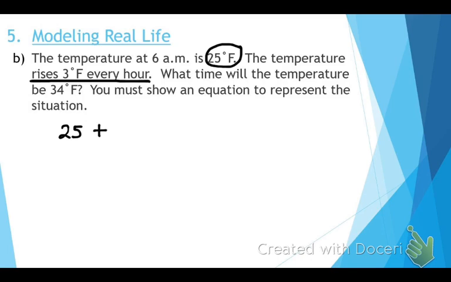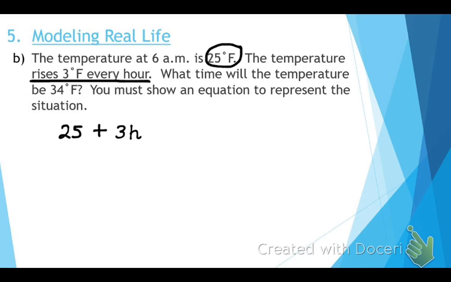Okay, how many degrees does it rise? 3. Is it 3 total? No. 3 per hour. So what do you think it means if it's 3 per hour? What do I have to do with that? Multiply 3 times. You could choose any variable. I'm going to choose H for hour. Okay, so we're multiplying because every hour it's going to get 3 bigger.